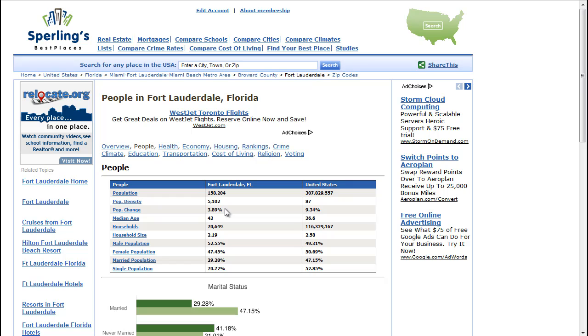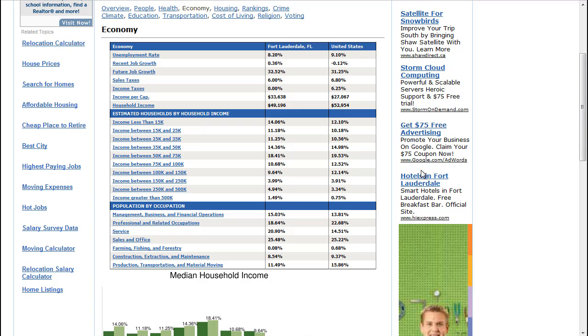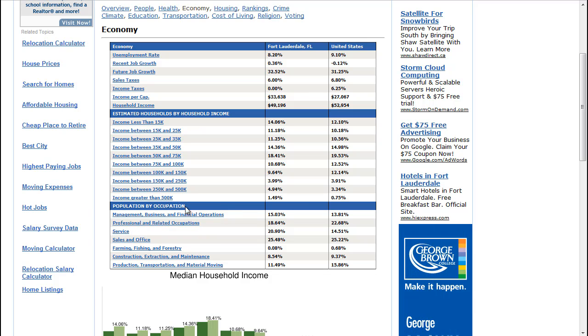The second factor we wanted to look at was a strong and diverse economy. So we wanted to make sure that not all of the jobs were all in with one company. So for that, we could actually just click on economy, and there we'll get all sorts of information about what their incomes are. But down here is what we want to look at. Here's population by occupation. We'll notice that 15% are in management or business, 19% are professional or related, 20% in service, 25% in sales and office, and down the list.